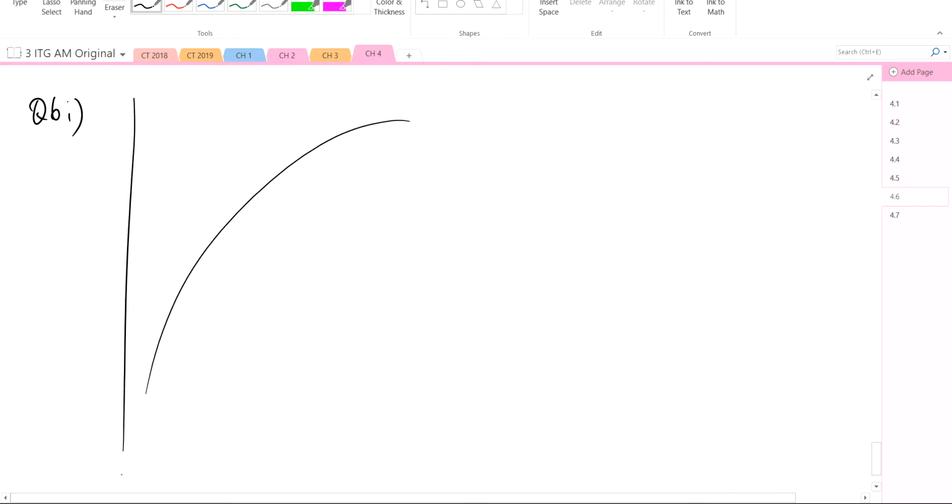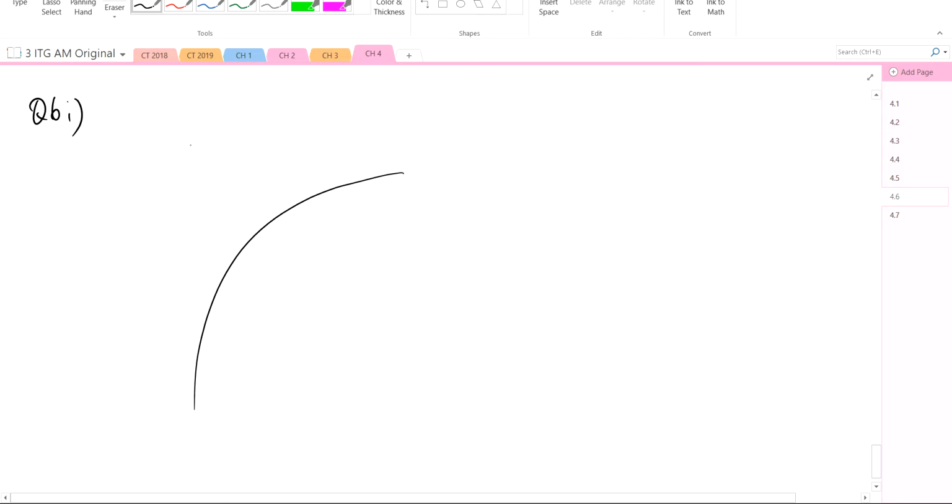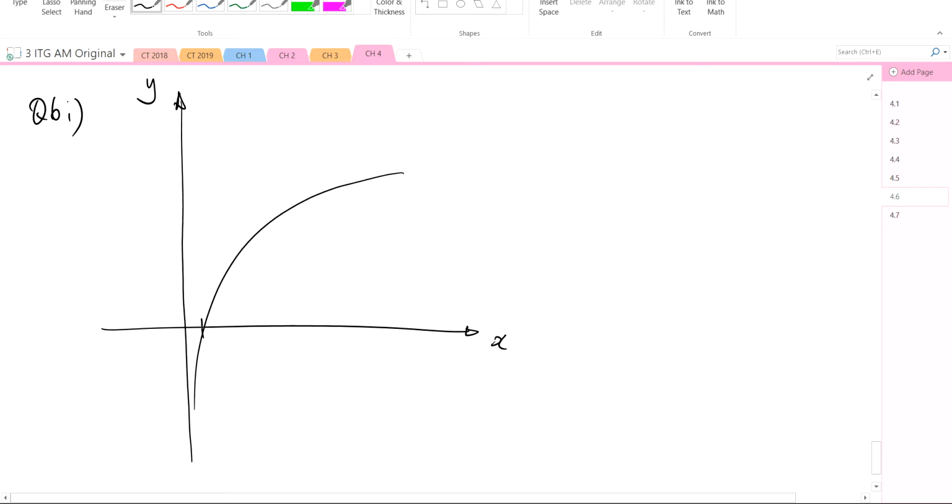It is supposed to go nearer and nearer to my y-axis. So this being my y-axis, it is supposed to cut my x-axis at the value 1. So over here, x equals 1. Y equals ln x.